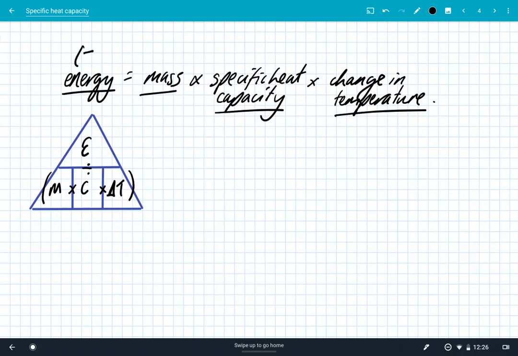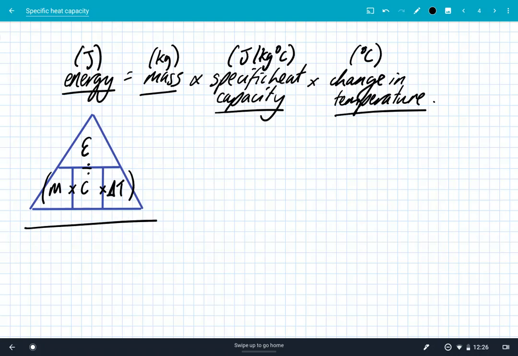We measure energy in joules. Mass is always measured in kilograms. Specific heat capacity is in joules per kilogram degree Celsius. And the change in temperature is given by degrees Celsius. So let's write this in terms of symbols and let's look at how we can rearrange this equation.